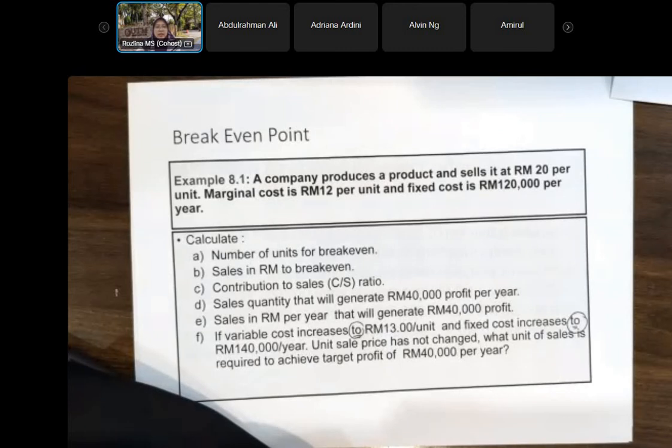As usual, the equation is like the previous one. Profit is the sales minus total cost, and then the total cost is fixed cost and variable cost. Now you have to convert this equation to the marginal costing. Okay, I'll show this one.